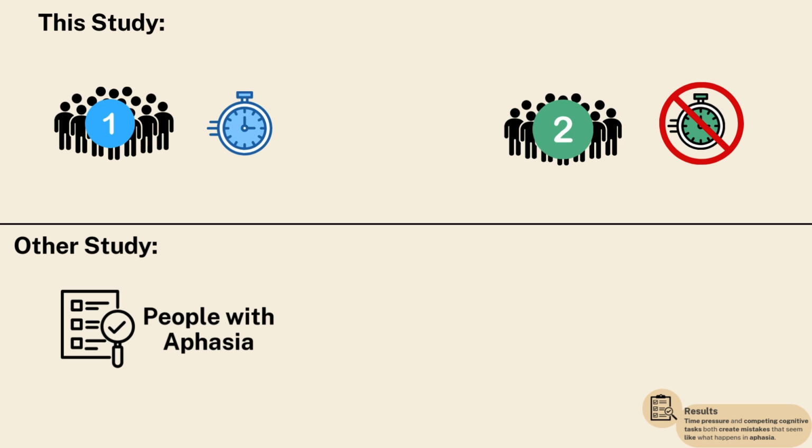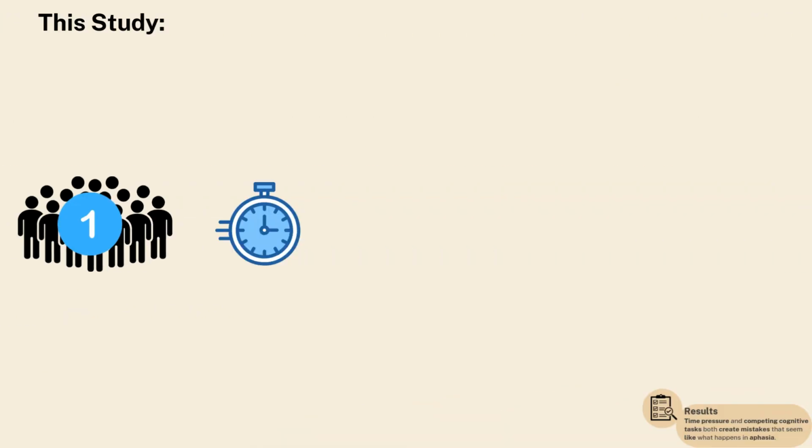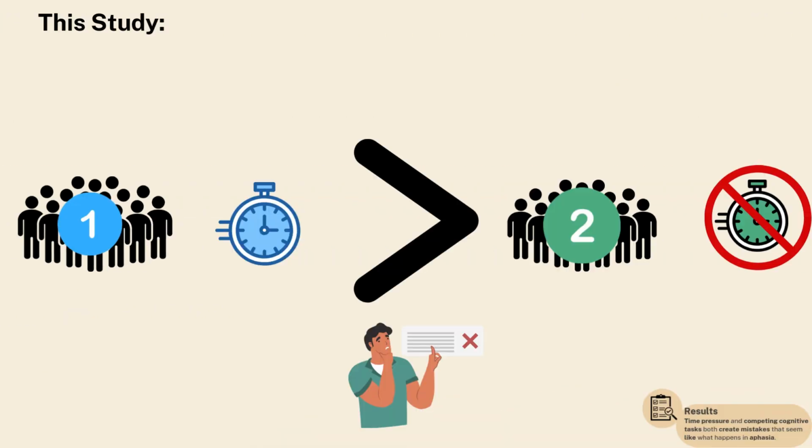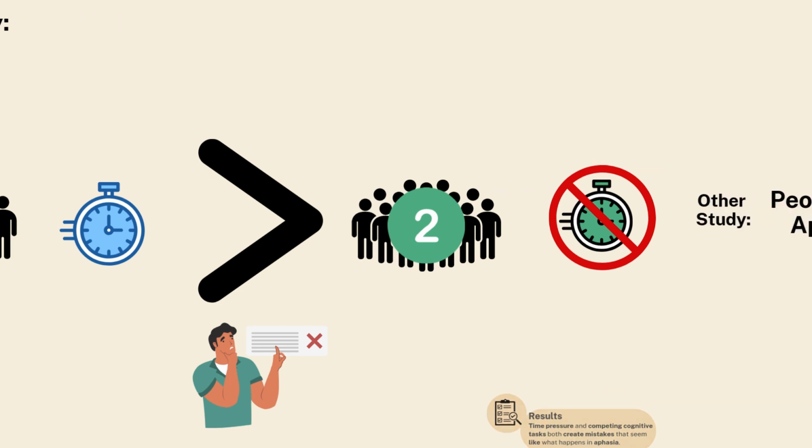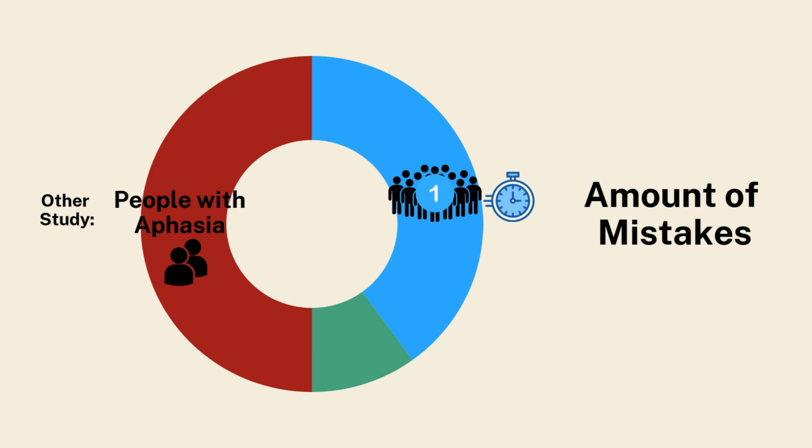What did we find? First, going fast made people make more mistakes than going slow. Next, all 3 groups made similar mistakes. People with aphasia made more mistakes, and people without aphasia who were working slow didn't make many. People without aphasia who worked fast were in the middle. They made lots of mistakes, but not as many as people with aphasia.